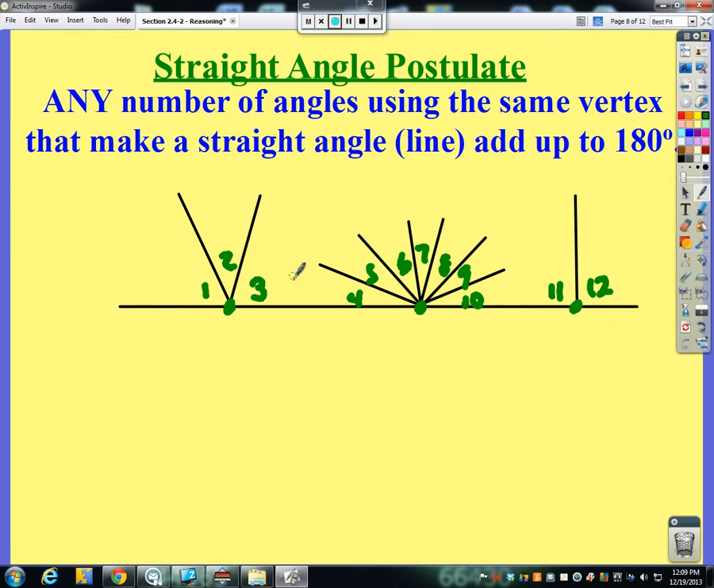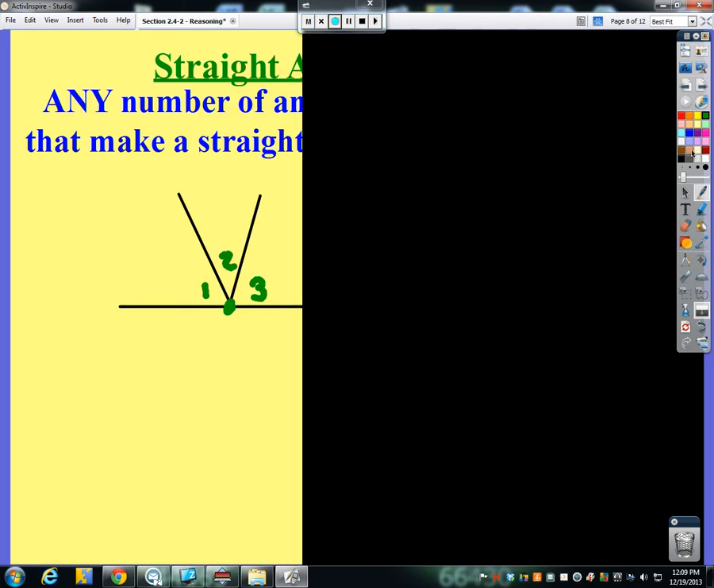Some people would look at this and go, hey, this is one straight line. It has only 180 degrees in it. Not quite. There's really infinitely many degrees on any line. It just depends on where you look on that line. So just imagine we're only looking at this part of the line. With that one vertex, this is 180 degrees right here.